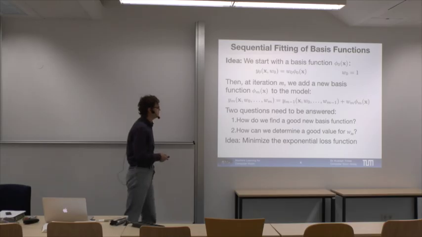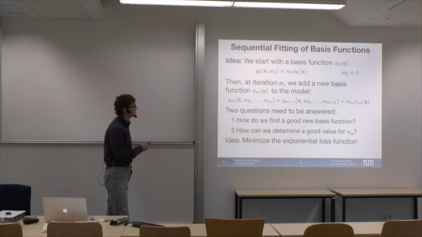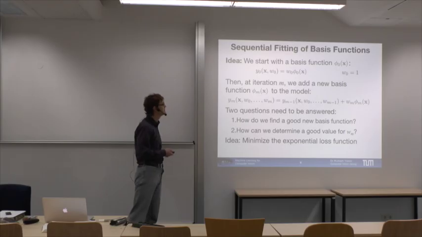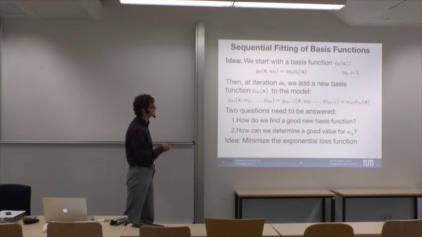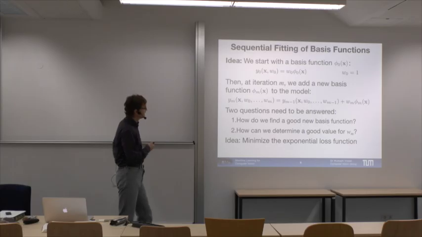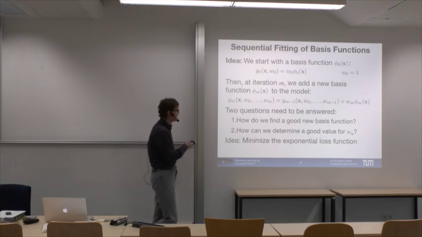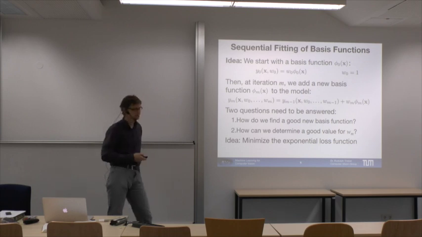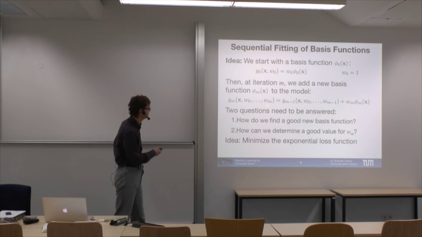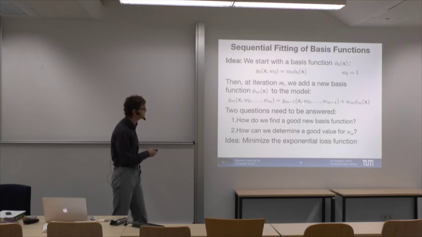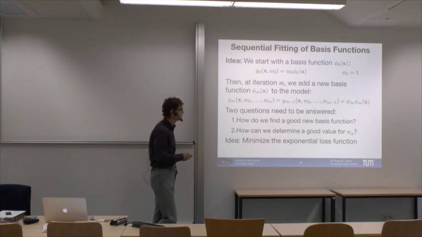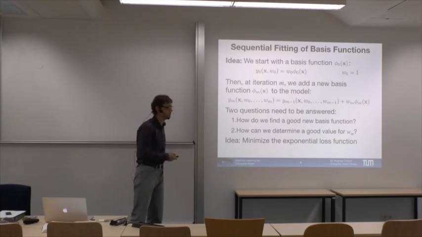Now, sequential fit of a basis function, how can we do that, and what do we mean by that? The idea is we start with some basis function phi 0, which we just assume is given. We have our model here, so we have a W0. And then at each iteration m, we add a new basis function phi m to the model. So we have the same thing as the previous one, plus some add-on, some new basis function with some coefficient Wm.